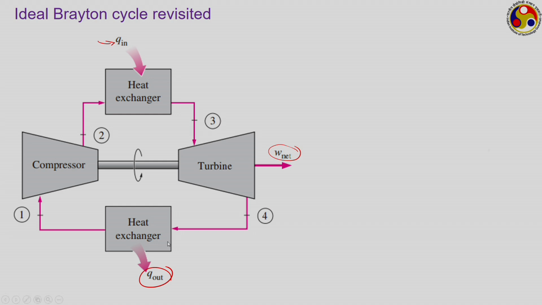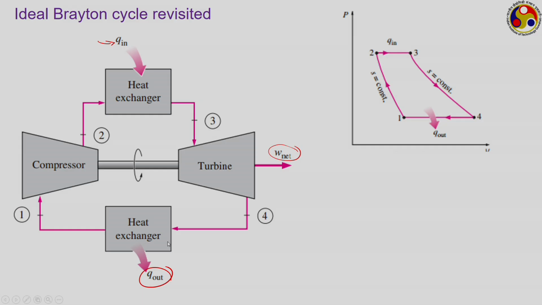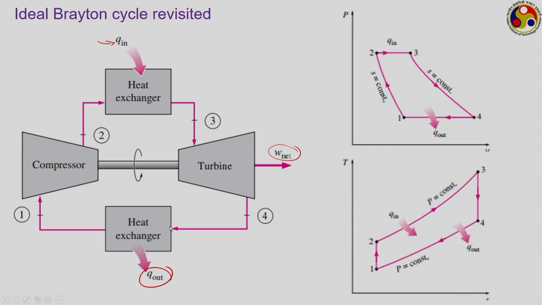so that it can go back to stage number 1. This is the corresponding PV diagram, and this is the TS representation, which I have also shown in the previous slide. So, here we have 1 to 2 as a constant entropy, or I should say isentropic, compression process, during which the pressure increases from a low pressure level at state 1 to the high pressure level at state 2.